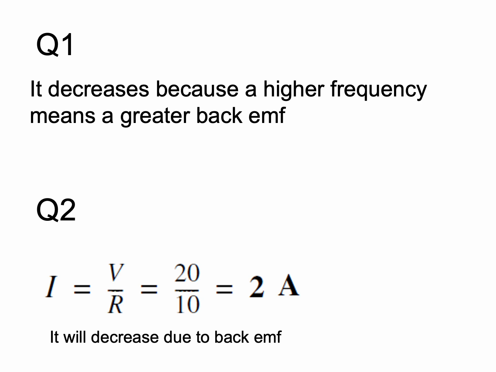Question 1 asked us, a filament lamp and a coil with an iron core are connected in series with an AC power supply of variable frequency and fixed voltage. If the frequency is increased, what happens to the brightness of the lamp and why does this happen? So similar to the concept there of the dimmer switch, the brightness of the lamp would decrease because a higher frequency would mean a greater back EMF or a greater opposition.